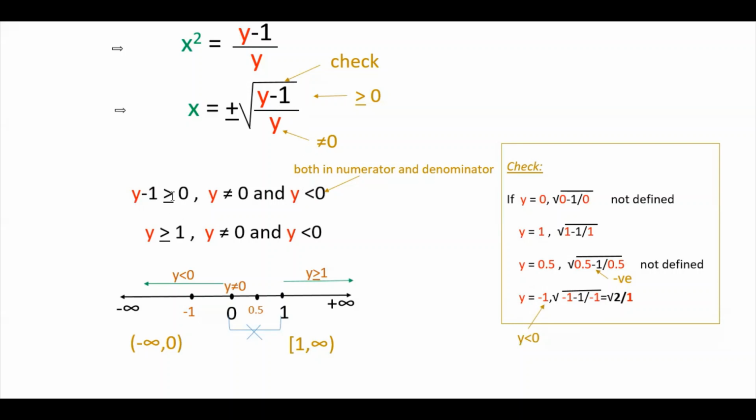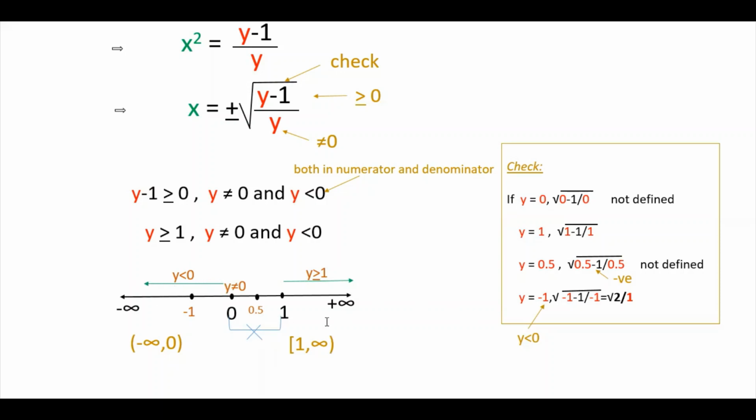So for the first case, y minus 1 is greater than or equal to 0. Therefore, y is greater than or equal to 1. You can see on the number line here, y is greater than or equal to 1. That is 1 to infinity. So it includes 1 also. And in the second case, y is not equal to 0. And then y is less than 0. So y is less than 0 means this case.